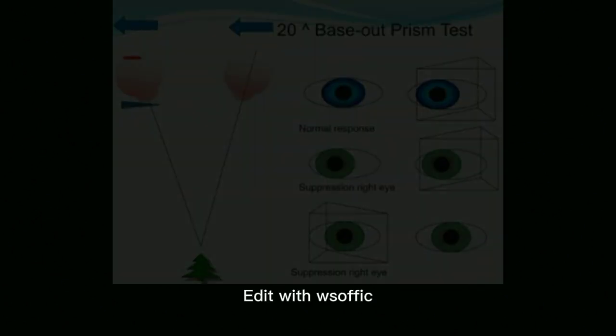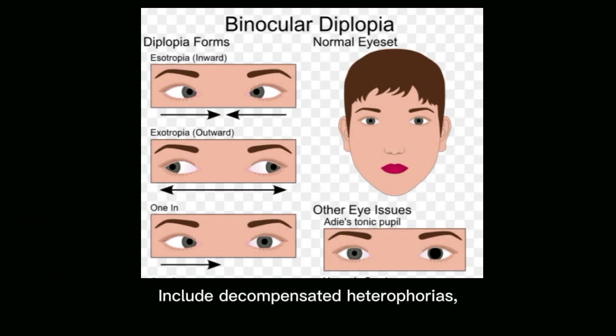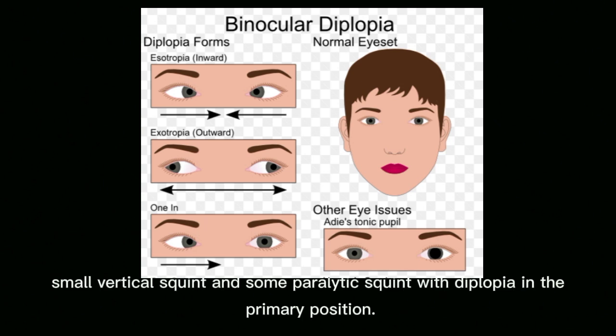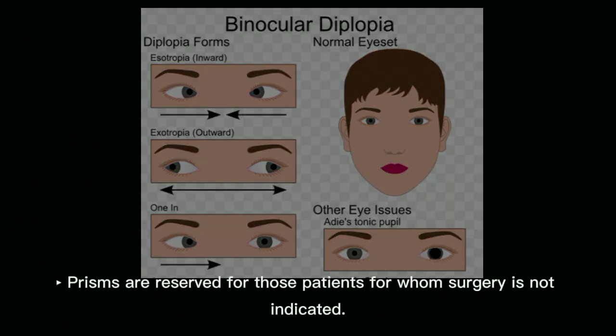2. To relieve diplopia in certain cases of squint, including decompensated heterophorias, small vertical squint, and some paralytic squint with diplopia in the primary position. Prisms are reserved for those patients for whom surgery is not indicated.